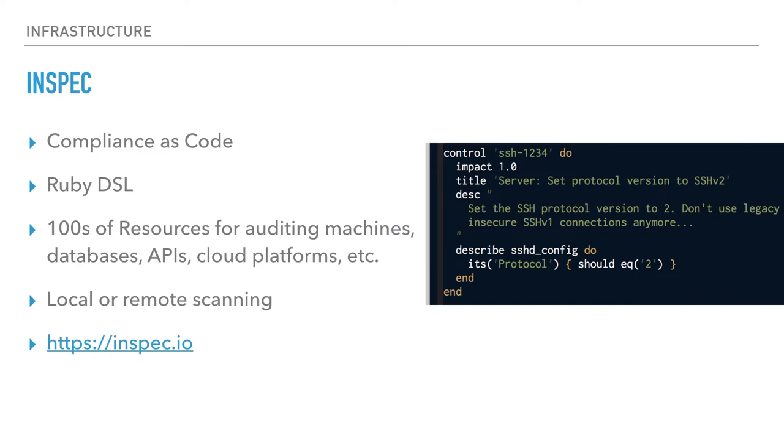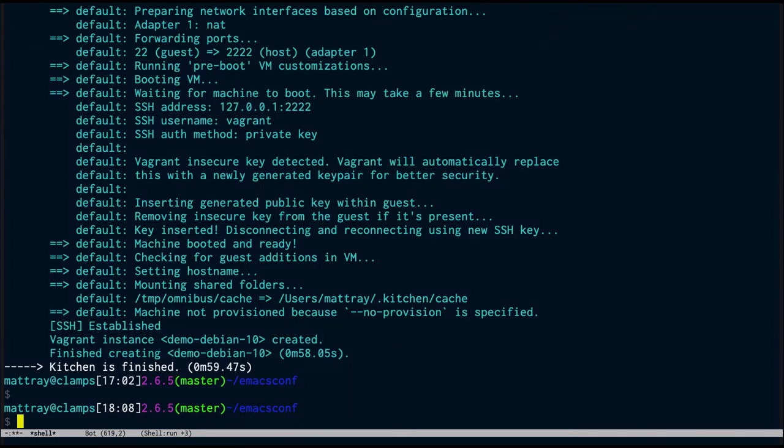So, example here is we have a control for SSH. We want to make sure that we're using SSH v2. So we've got an impact, a title, description. And then the language, it's fairly straightforward. If you see the describe sshd_config, protocol should equal 2, pretty straightforward stuff. So what we're going to do with InSpec is we're going to actually use that to test our VMs. Back in Emacs, we're going to take a look at what that looks like.